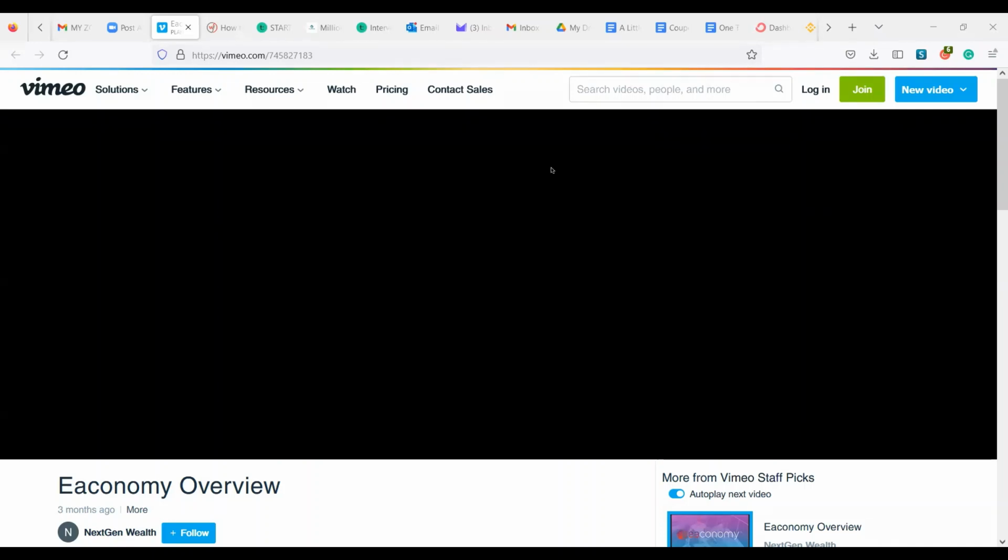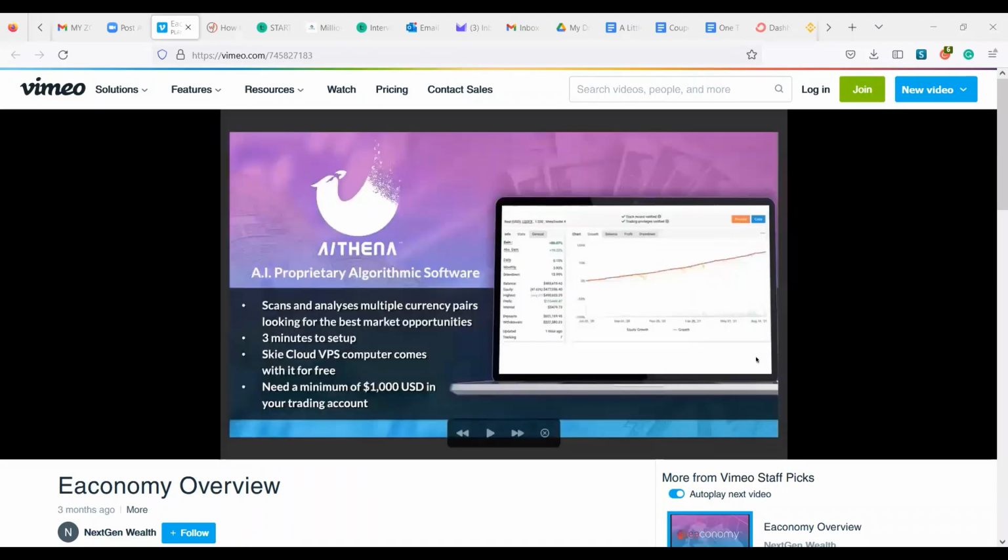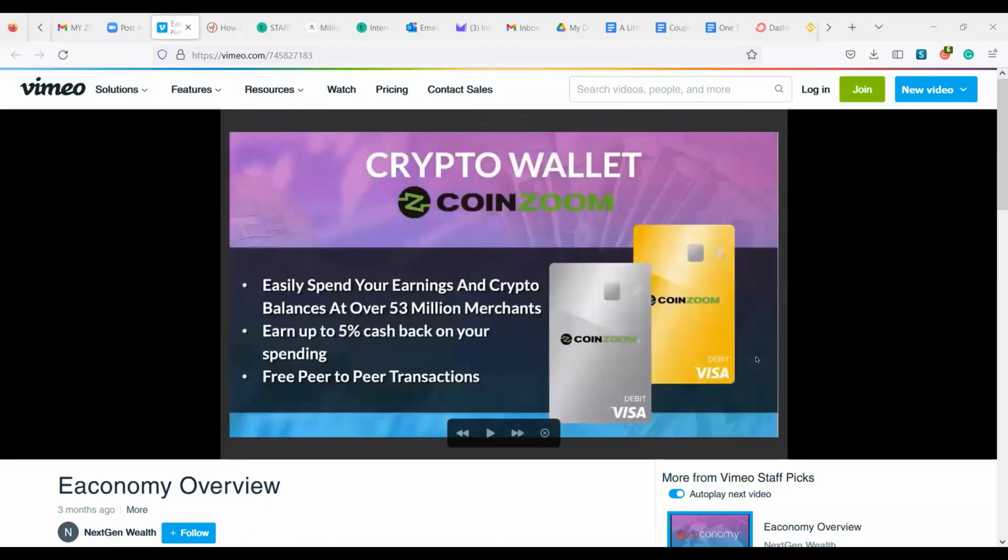So let's go back to the platform so I can continue explaining to you about EAconomy. Now, if you are referring individuals to this business, you can have your own crypto wallet with a company called CoinZoom, and you can have all your commissions sent over here. And when you use this card, you can get up to 5% cashback on your spending too.